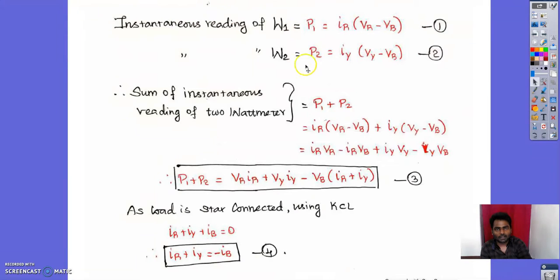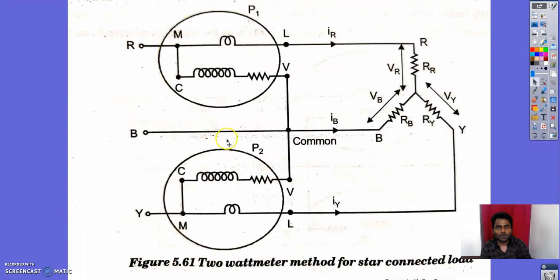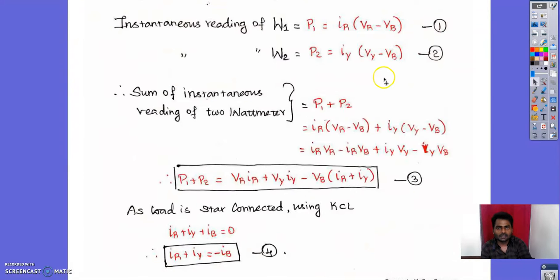That is what it is being shown here. And similarly, power at wattmeter 2 is IY into VY minus VB. Why? Because this voltage is sharing between these two elements. That is why we are subtracting the value of voltage. And current is IY and voltage at VY as well as voltage at VB. So VY minus VB. This gives this equation. So sum of instantaneous power will give the total three-phase power.